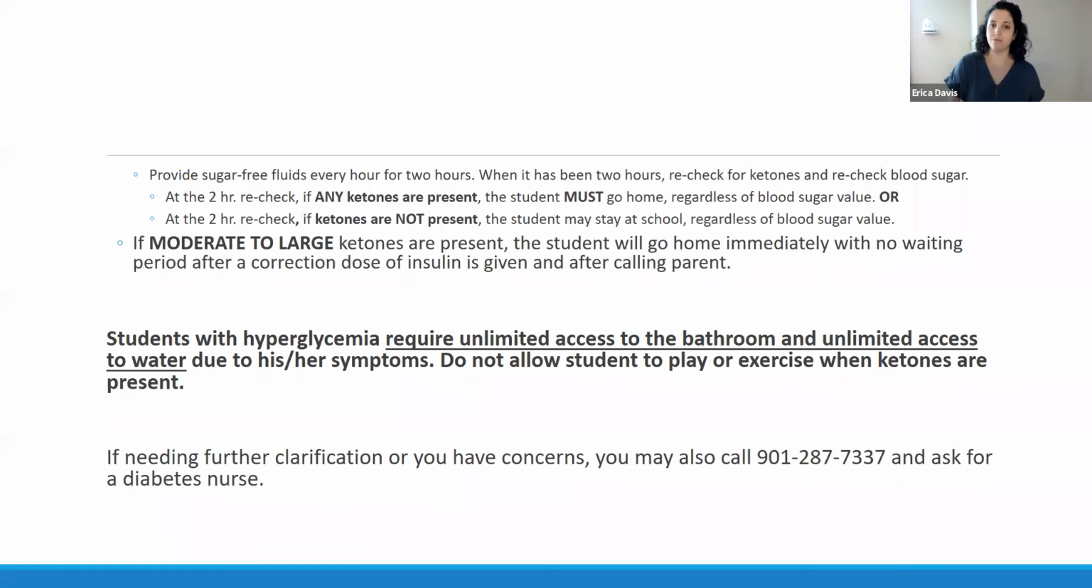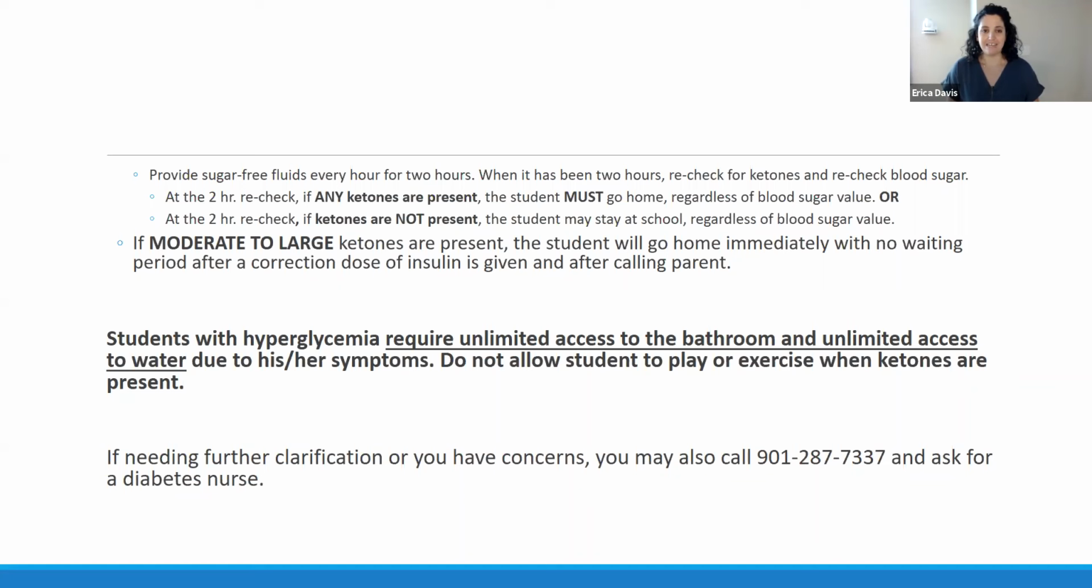So the example I would think of with this is, at the 2 hour mark, we still have small ketones, but the blood sugar is 143. That seems like a good blood sugar, but those ketones haven't gone away. So they still are going to need to go home with those ketones. Whereas they might come back 2 hours later and they're negative, but their blood sugar is still 300. They can stay at school. The ketones are the determining factor of if they can stay at school.